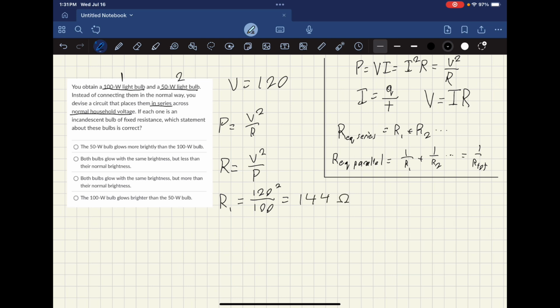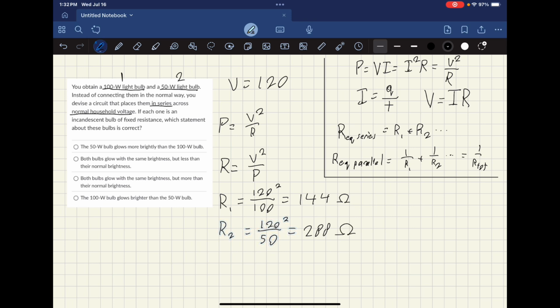And that is ohms. And then for R2, we have 120 squared over, it's not over 100, it's over 50. So it should just be multiplied by 2, but I'll double check. 120 times 120 is 14,400. Divided by 50 is 288 ohms.